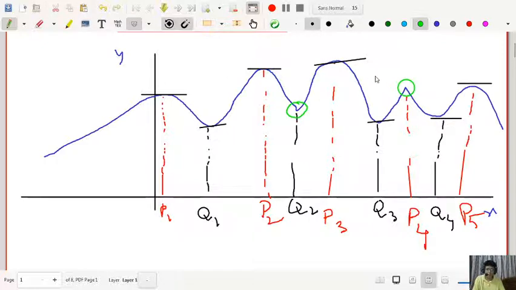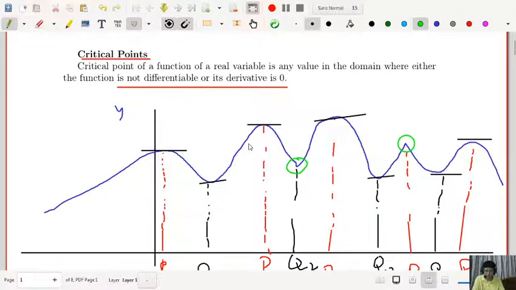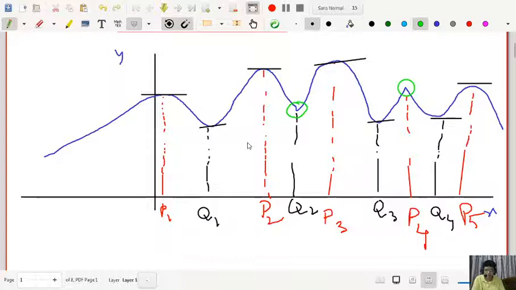So these points are actually the critical points: P1, P2, P3, P4, P5, Q1, Q2, Q3, Q4. All these points are critical points because according to the definition, either the function is not differentiable or its derivative is 0. So at these points your dy/dx is 0, or these are not differentiable.